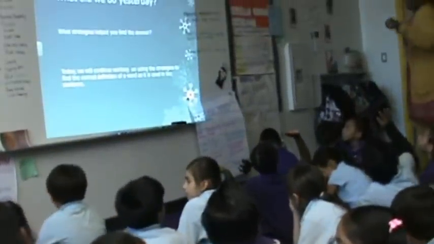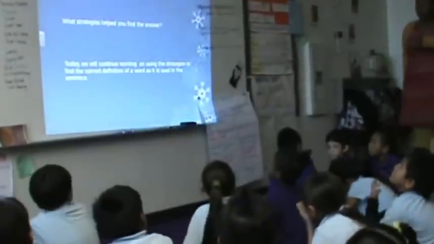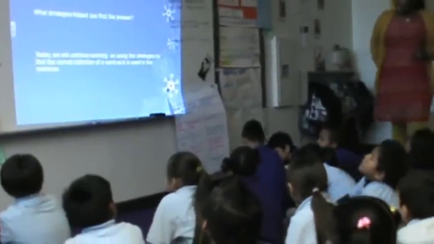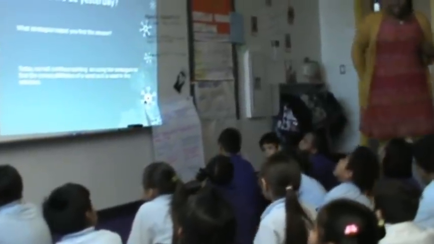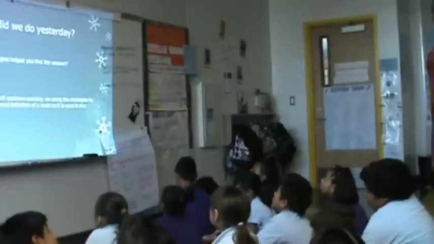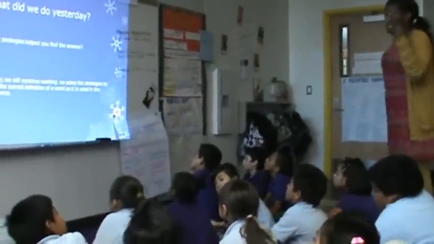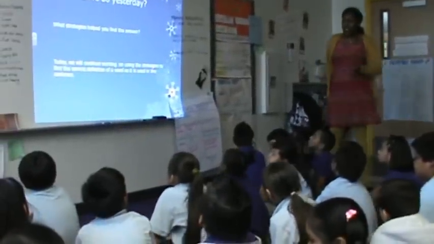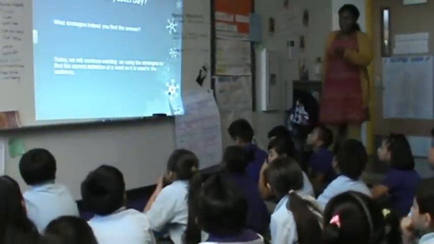Good job. Now today, we will continue working on using those strategies to find the correct definition of a word as it is used in the sentence. We will continue to use those strategies of backing up and rereading. We will continue to look for context clues. We will also continue to trash it and plug it in.